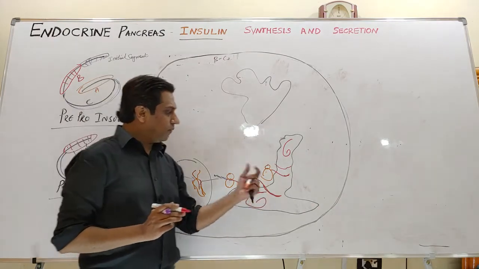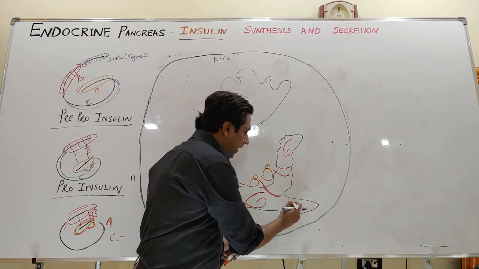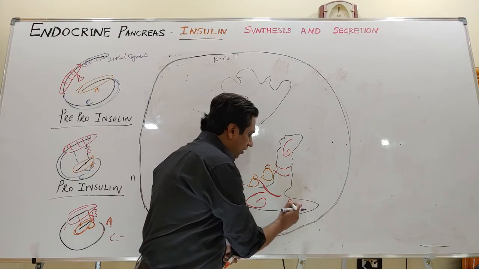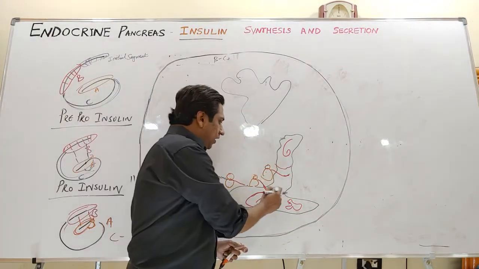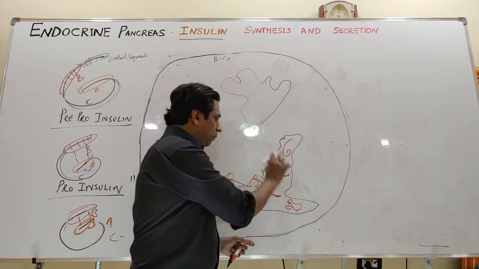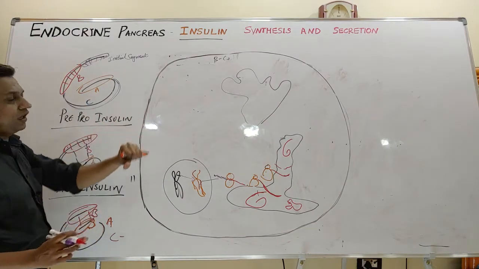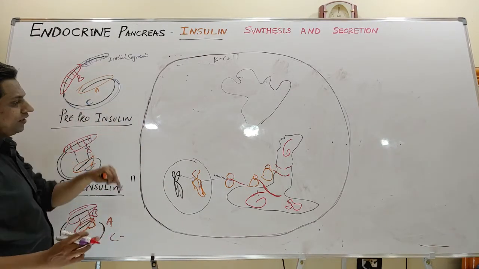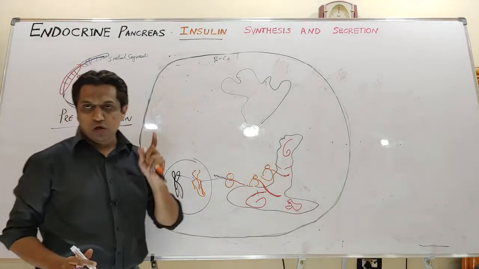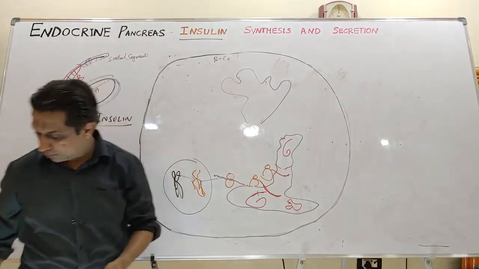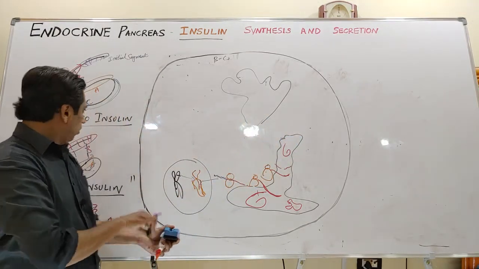Now in this endoplasmic reticulum, there is one enzyme known as endopeptidase. What the endopeptidase will do is cut or digest the peptide bonds, so it will remove this initial segment. This pre-pro-insulin gets digested and is converted to the pro-insulin molecule.